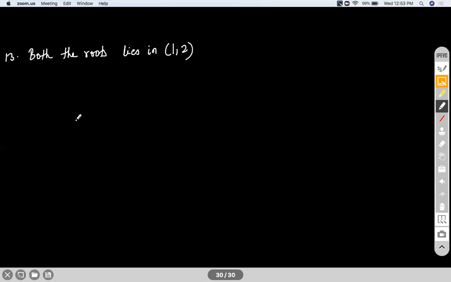Less than m. Sir, minus infinity to 1? No. And 9 to 10? No. Oh, wait, sir, I figured one thing out. Minus b by 2a greater than 1, and minus b by 2a less than 2. Oh, yes, sir, I forgot two conditions.